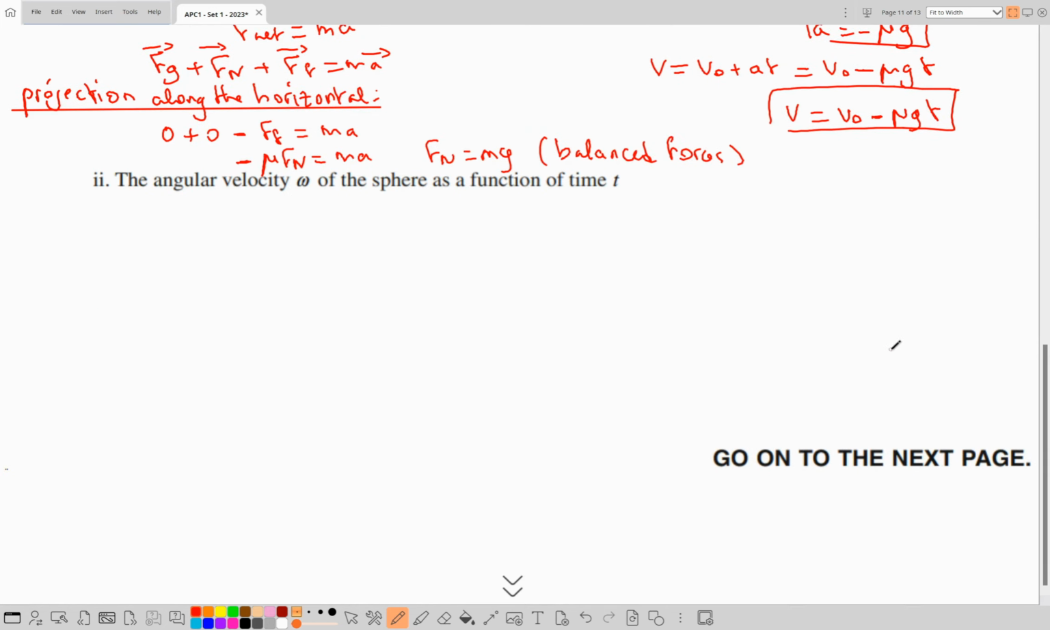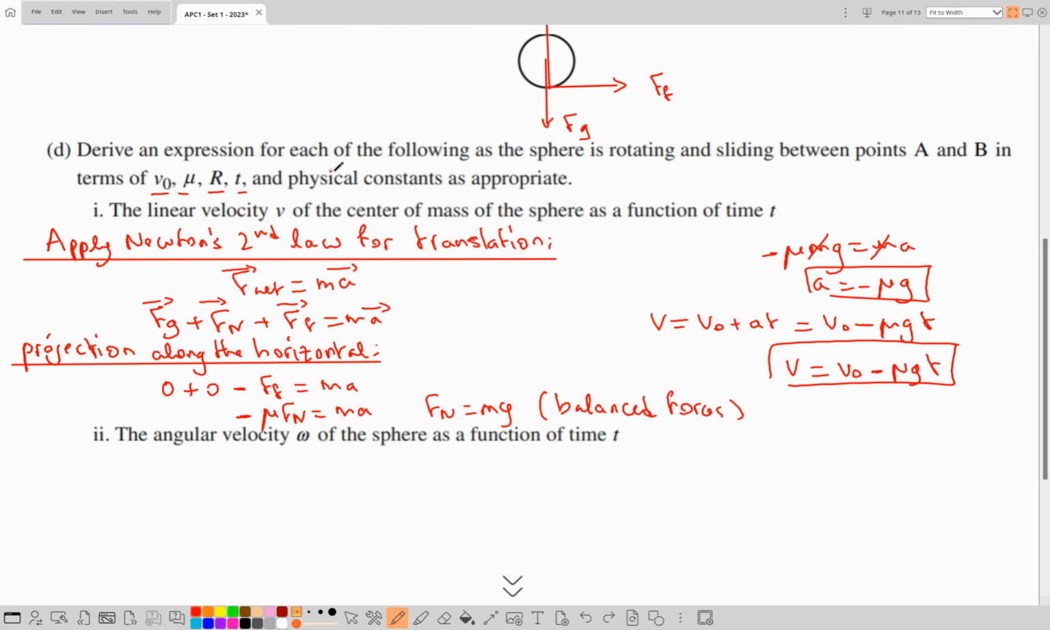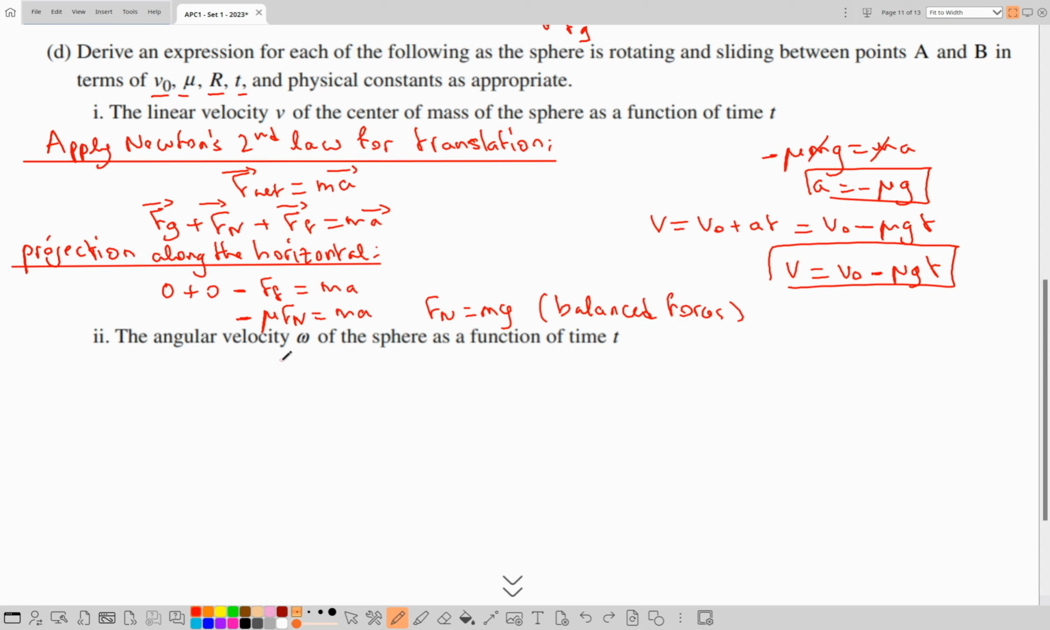Now in idea number 2, they're asking us, so we read from part D: derive an expression for each of the following as the sphere is rotating and sliding between points A and B, in terms of v0, mu, r, t and physical constants as appropriate. The angular velocity omega of the sphere as a function of time t.